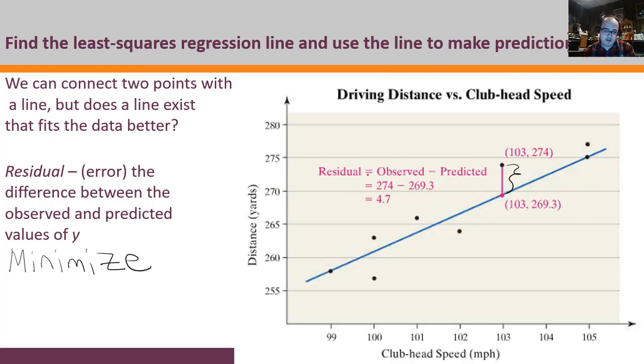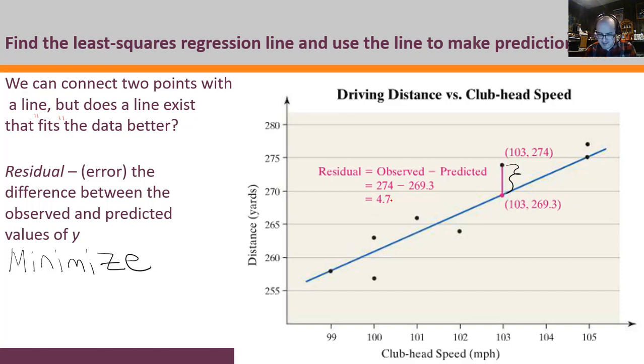As you might remember from algebra, geometry, or whichever class, we could connect 2 points with a line. And that's all fine and dandy, right? But a question you could ask yourself is, does a line exist that fits this data better? And when I say fits, fit is a very strange term in that sense. Of course, this line clearly fits the data. It goes through the 2 points. That's all fine and dandy.